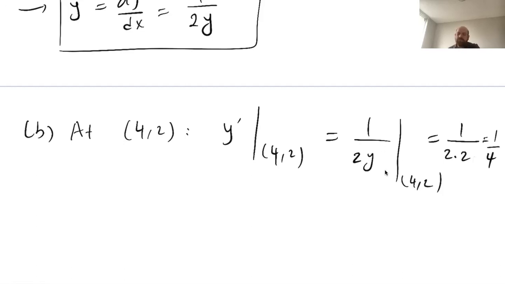Well, I didn't use it because in the expression, I don't have any x, right? If it was, for example, x over 2y, then to evaluate it at the point (4, 2), I would replace x with 4 and y with 2. But in the expression for y prime, there is no x, only y. So I only need the value of y, which is 2 at the point (4, 2). So I use that, and then I get 1 over 2 times 2, which is 1 over 4.